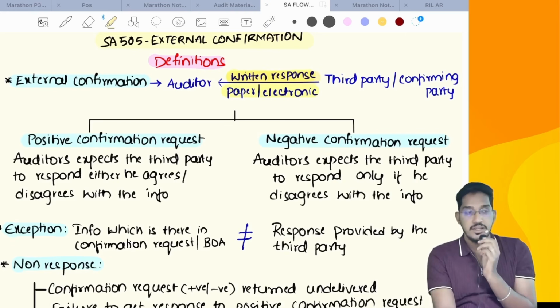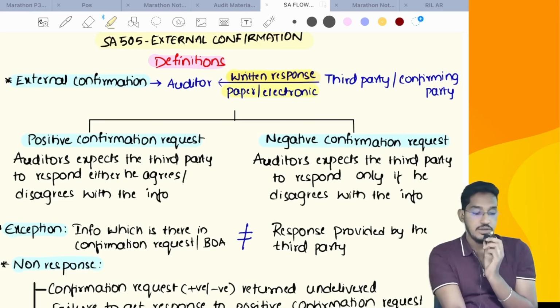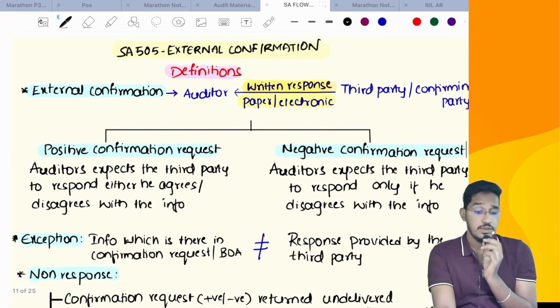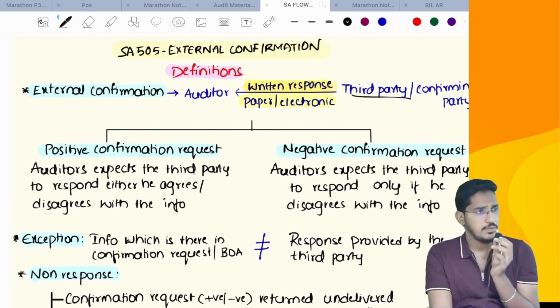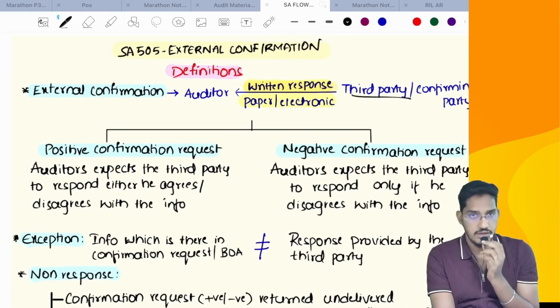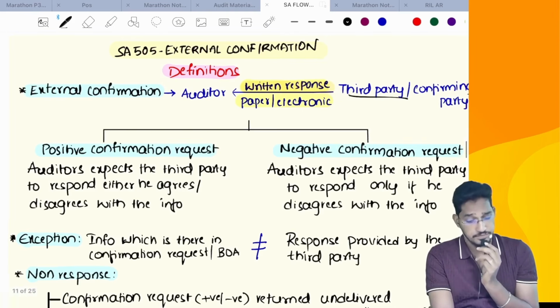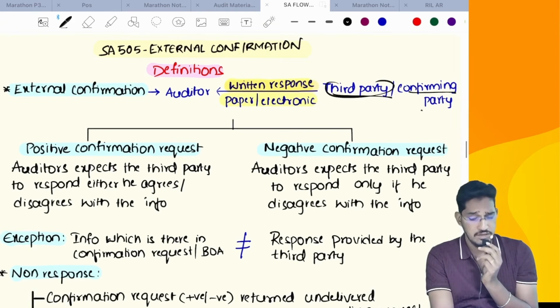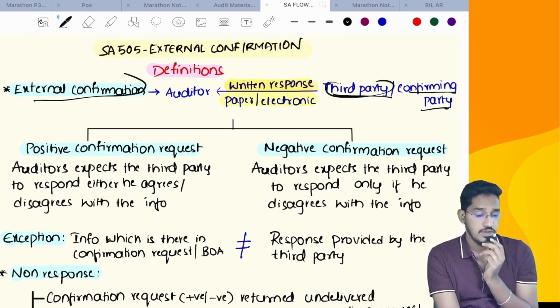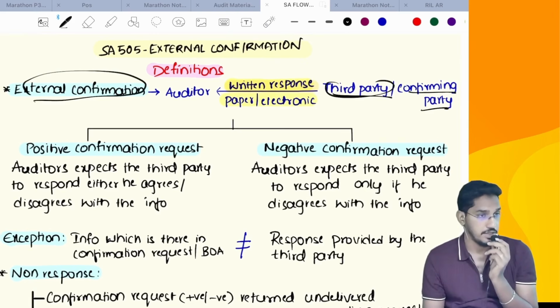So the auditor gets a written response, either in paper or electronic form, from whom? From a third party. Which third party? Other than the auditor and the client, like debtor, creditor, banker, etc. From the third party, whatever direct written response the auditor is getting, we call the third party the confirming party, and that written response we call external confirmation.